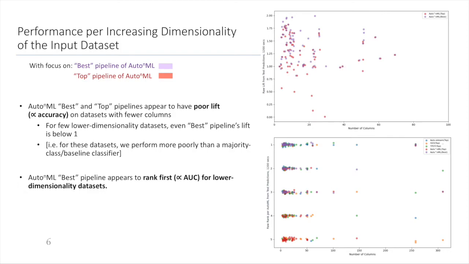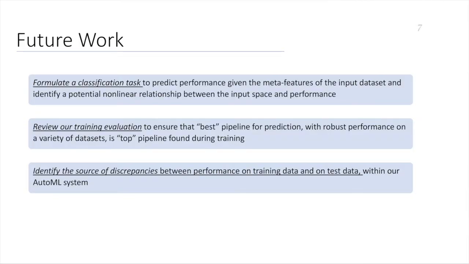By visual inspection of the second plot, however, AutonML's best pipeline ranks first for lower dimensionality datasets. As seen in the previous slide, performance does not have a clear linear relationship to the shape of the input dataset. Our next steps would be formulating a classification task to predict the performance given the meta features of a dataset and identify a potential nonlinear relationship between these variables.